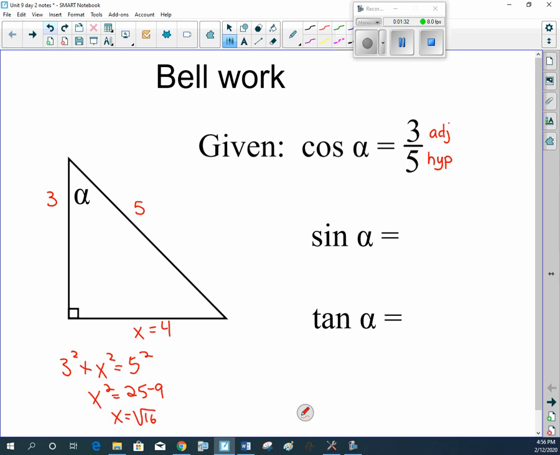So sine alpha then would be considered opposite side, which is 4, over the hypotenuse, which is 5. And tangent alpha is opposite side over adjacent side. So that's just using our three trig functions. Make sure we just label correctly the side lengths according to the trig definitions.